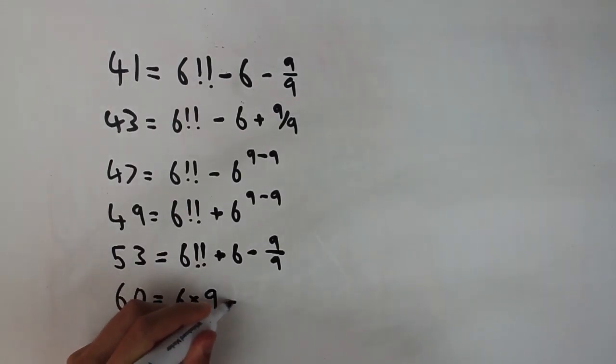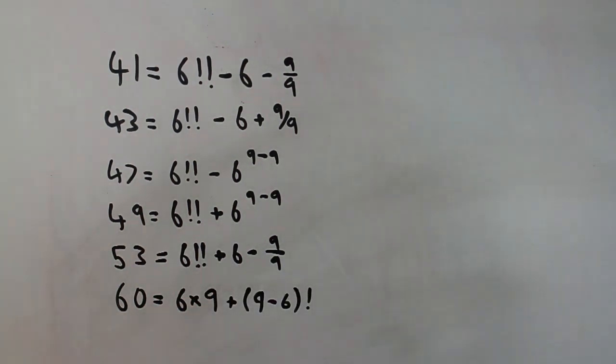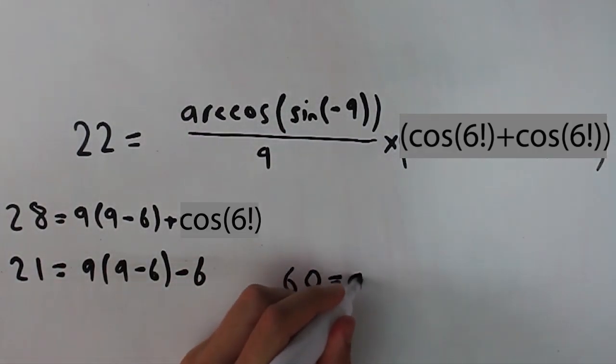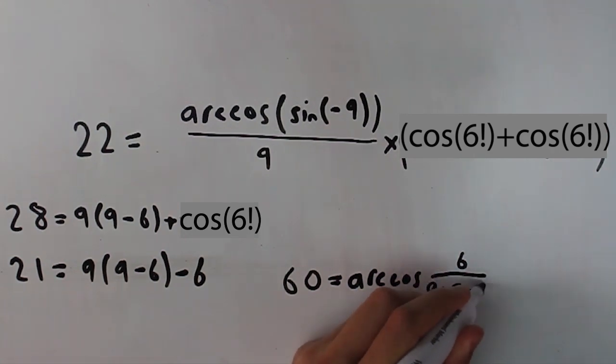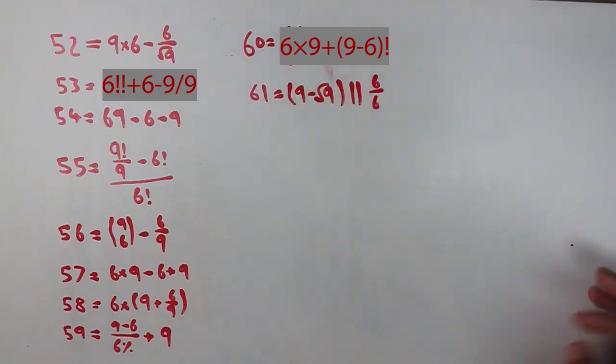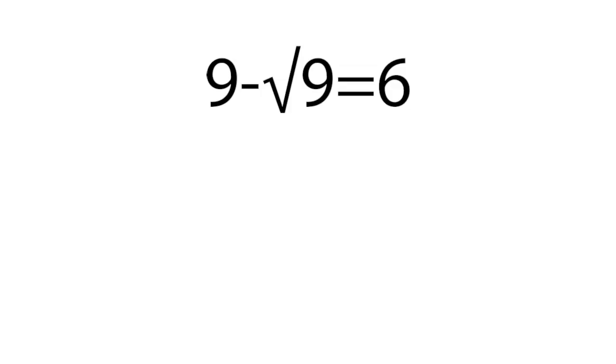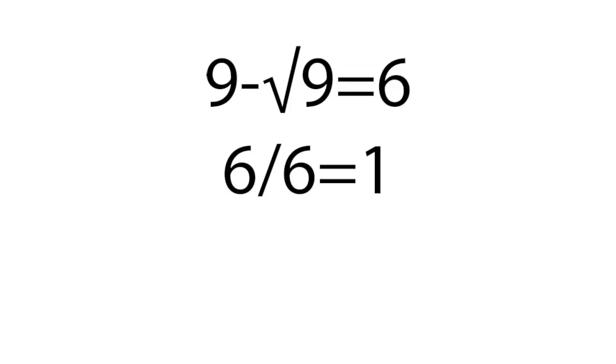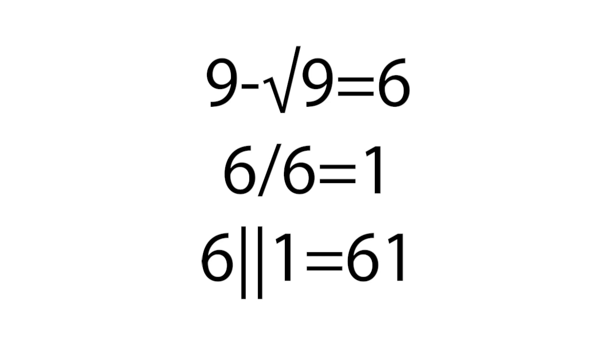60 is 6 times 9 plus 9 minus 6 factorial, but another way to do it is with the arc cos function, because arc cos 1/2 is 60 degrees. 61 is 9 minus root 9 concatenated with 6 over 6. The 9 minus root 9 is a 6, and 6 over 6 is 1, and so 6, 1 gets 61. Yep, that's how it works.